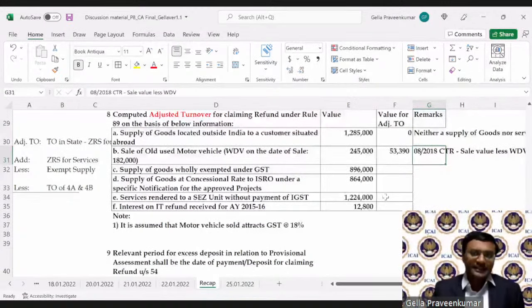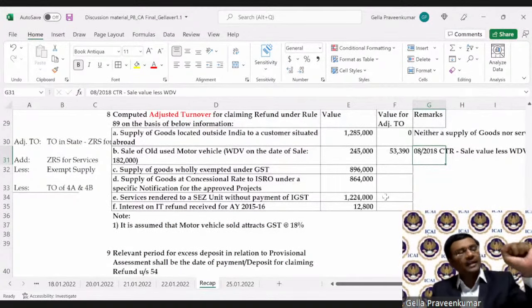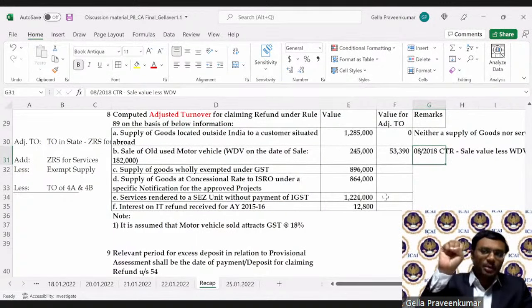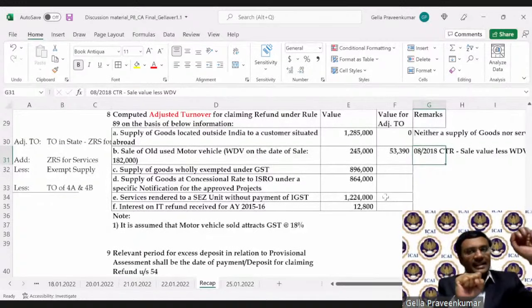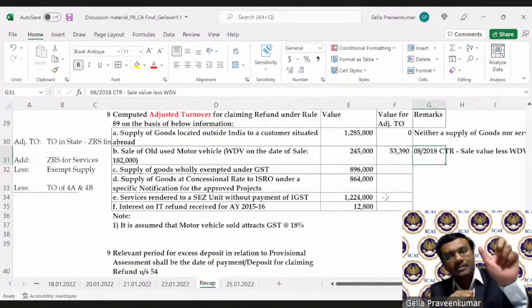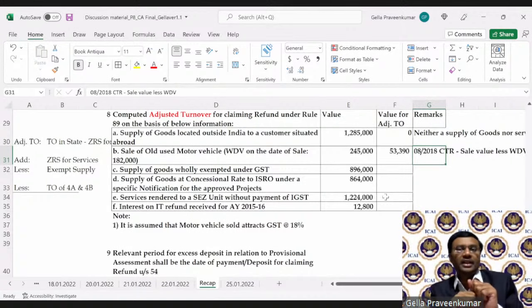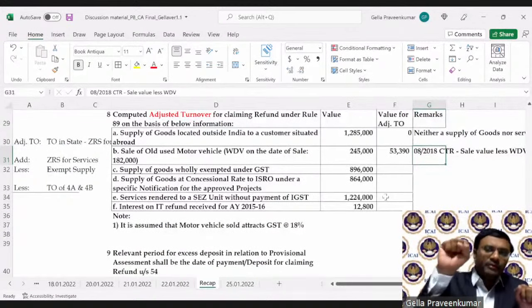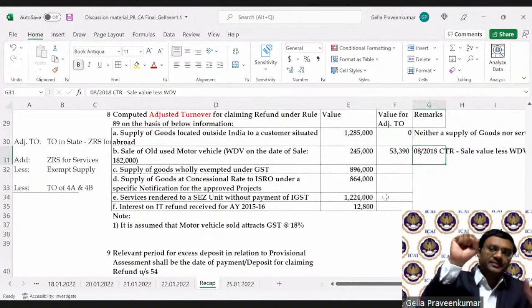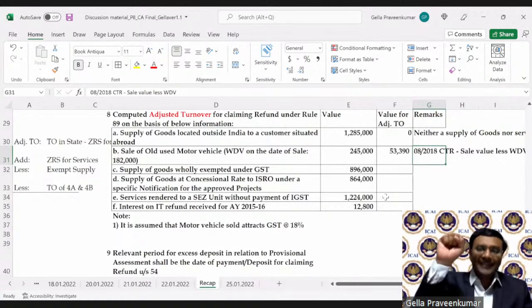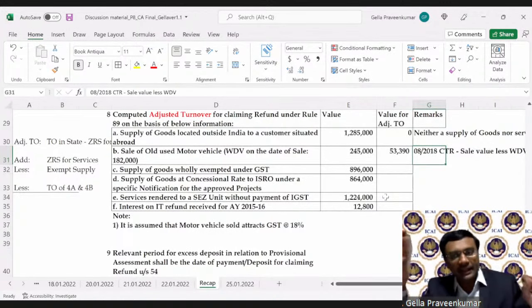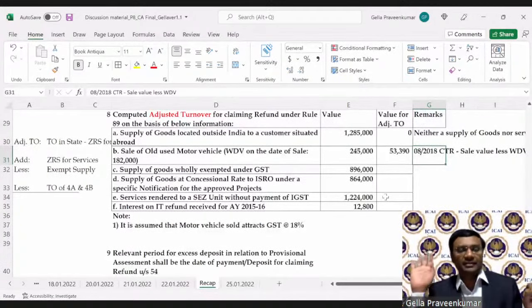What this notification says is that on the date of sale of the motor vehicle, the sale consideration will be compared with the book value of the asset. If the book value of the asset is less than the sale consideration, the net margin will be the value for the purpose of GST calculation. If my book value is higher than the sale value, which is negative, I'll ignore that for my transaction value.